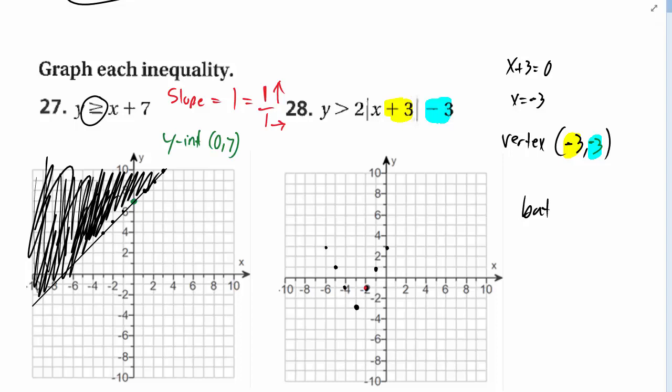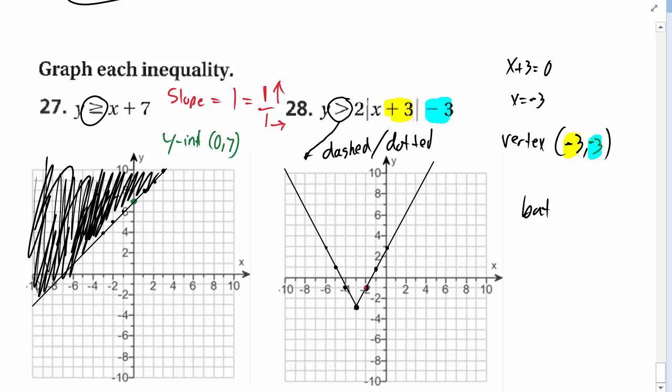Another way you can get these points is you can just guess and check x values, but I'm just drawing a perfectly straight line. Now, it's not supposed to be a solid line, right? Because it's just greater than. So it's supposed to be a dashed line or a dotted line, however you want to see it.